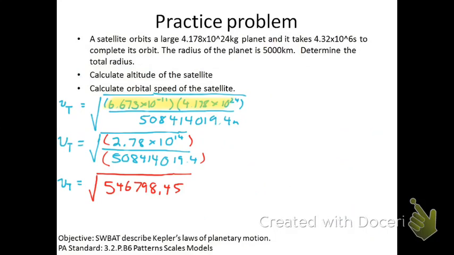Your last step is just going to be to square root both sides here. And when we do that, we're going to find out that the orbital speed of the satellite here is 739.45 meters per second. Okay? And that is the final answer for part C.